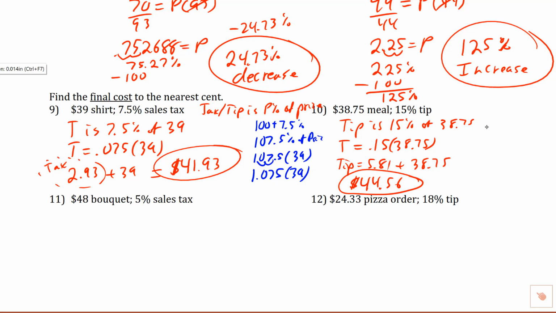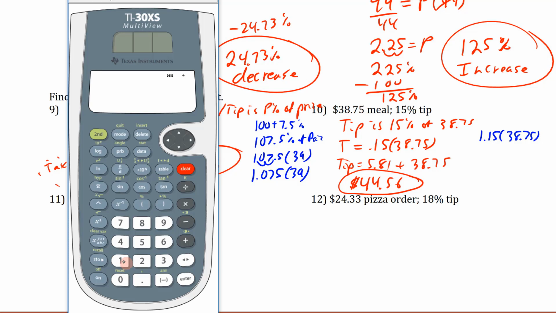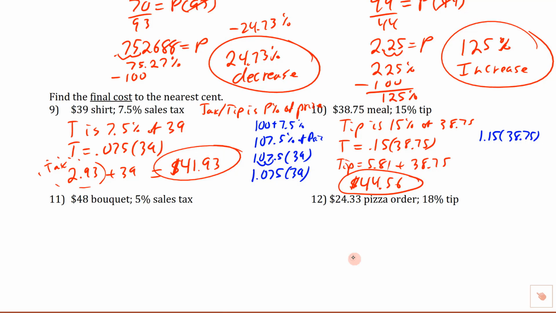Again, very quickly. 1.15, there's the 100% of the price plus the 15% tip, and we're going to times that by 38.75. Grab the calculator and we'll clear this off, and we're going to do 1.15 times the 38.75. And we'll hit enter, and lo and behold, 44.56 and a little bit more. Not enough to round it up, so there's our 44.56. So we're in great shape. Again, from here on, I'm just gonna do it the short way.